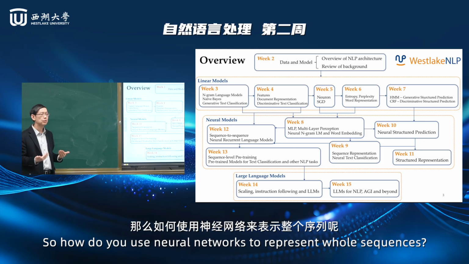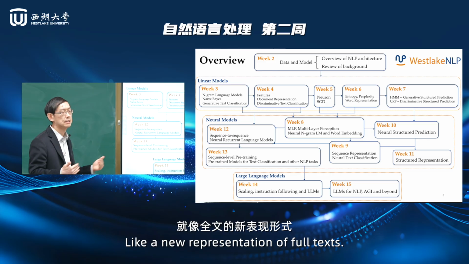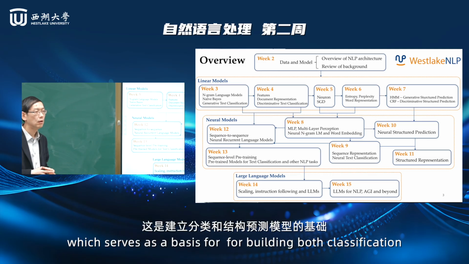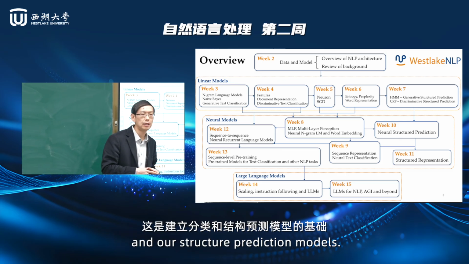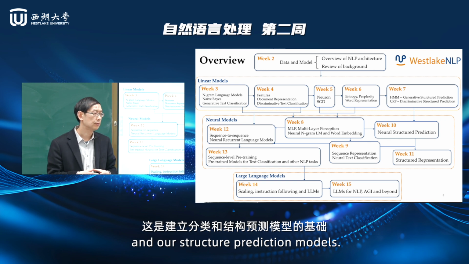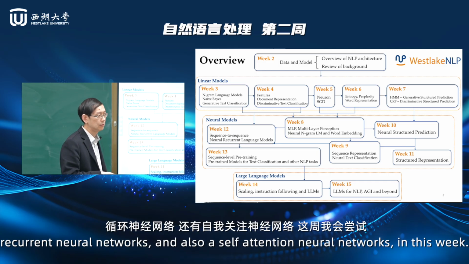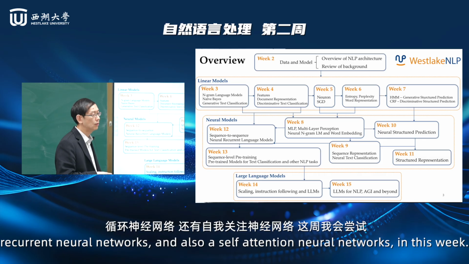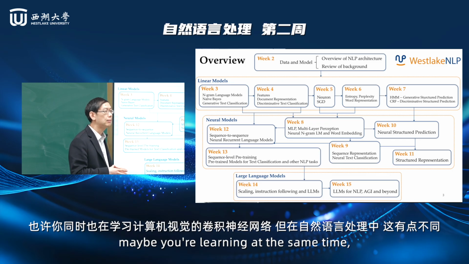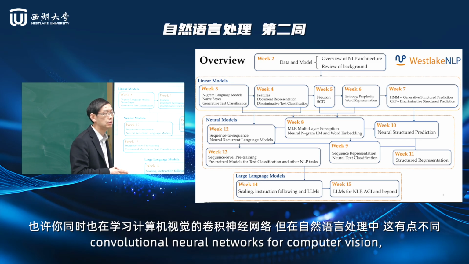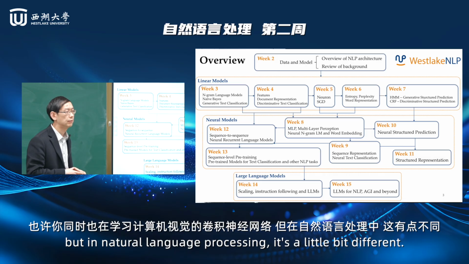How do you use neural networks to represent whole sequences? A neural representation of full texts, which serves as a basis for building both classification and structure prediction models. So you will see convolutional neural networks, recurrent neural networks, and also self-attention neural networks, etc., in this week. Maybe you're learning convolutional neural networks for computer vision at the same time, but in natural language processing, it's a little bit different.